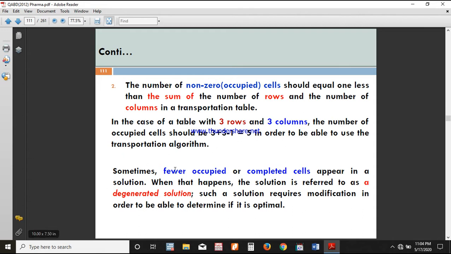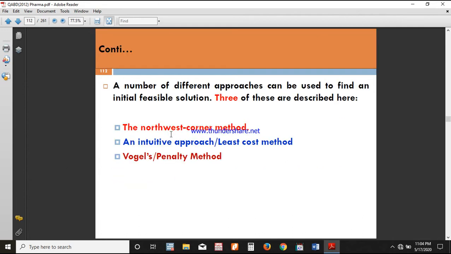Sometimes fewer occupied cells may appear in a solution. In that case, we consider that solution a degenerate solution. This degenerate solution sometimes may require some modifications. There are basically 3 methods to find the solution set for this model. The first one is the northwest corner method. The second one is the intuitive approach or least cost method, and the third one is Vogel's or penalty method.